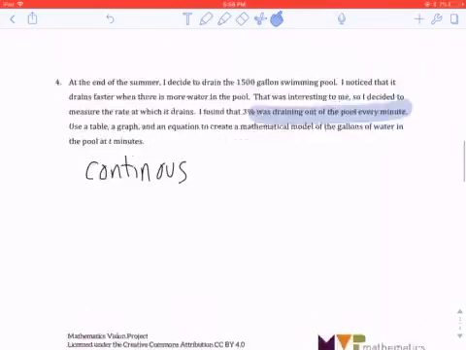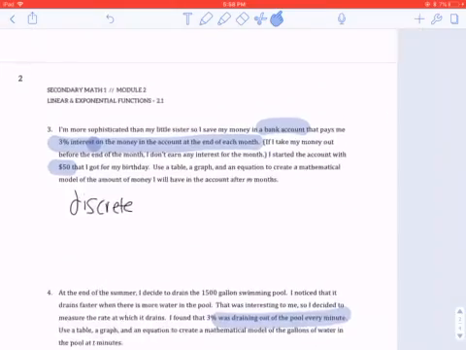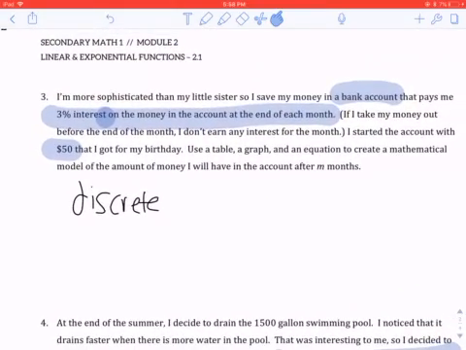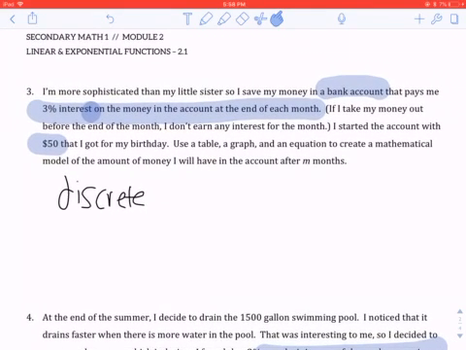Now we can even break it down a little bit. You'll notice here that I start breaking down whether these were going to be discrete or continuous for 3 and 4. When I took a look at 3, it tells me I have a bank account that pays 3% interest, and here's the key, at the end of each month. It's only happening at the end of each month. So it tells you start with $50, and then it's asking you to use a table and a graph to create a mathematical model for how much you're going to have in your account. Now here's the thing, it only happens at the end of each month.